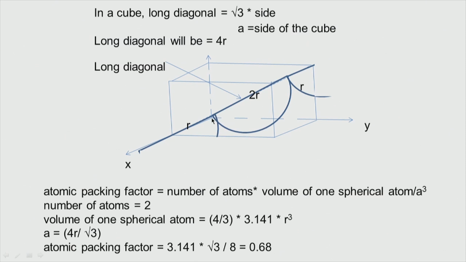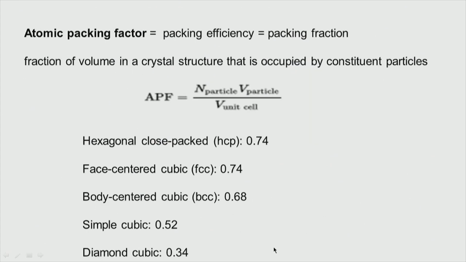Volume of one spherical atom, okay, 4 by 3 pi r cube, 4 by 3, 3.14 into r cube. Now a, I said, is equal to 4r by square root of 3, right. So what is packing factor? Number of atoms times volume of one atom divided by the volume of this cube. Cube is a cube. Okay, so a is given here, so you can put it here, that will become cube. Okay, volume of one spherical atom is this multiplied by 2. So when you do all these, we get 3.141 into square root of 3 by 8, 0.68, right. So BCC is 0.68. That is how you get it.